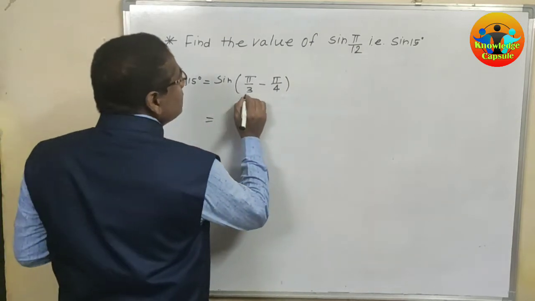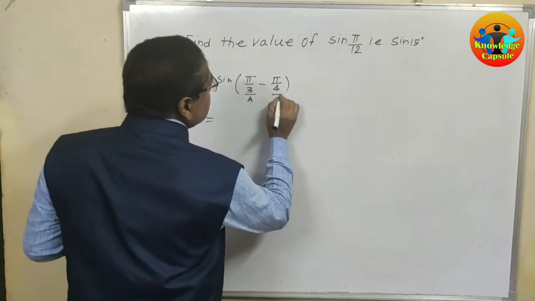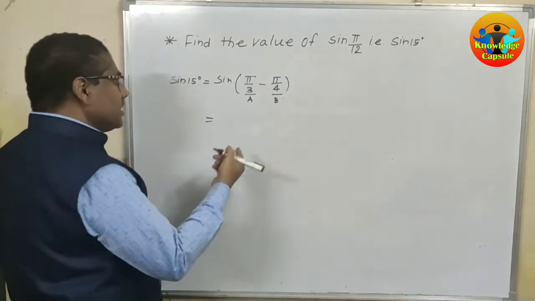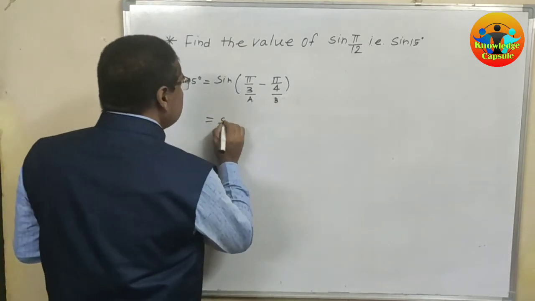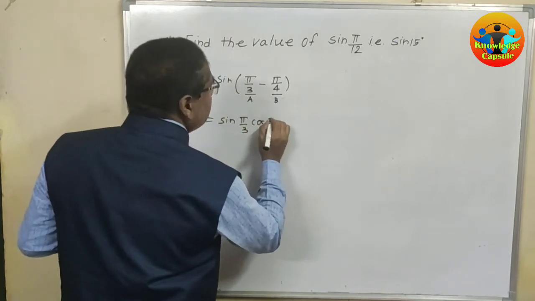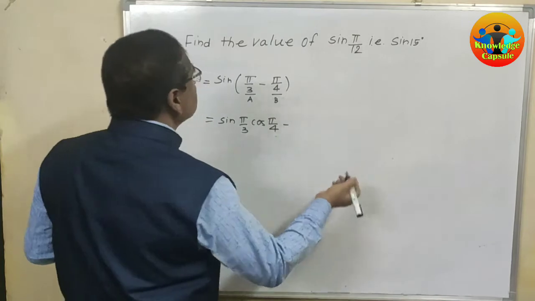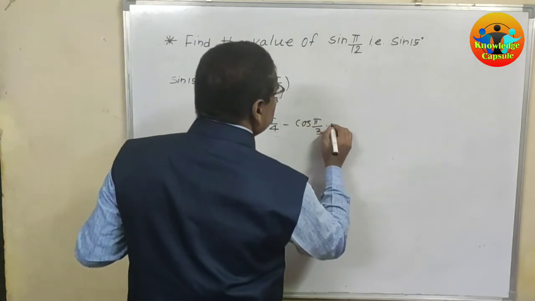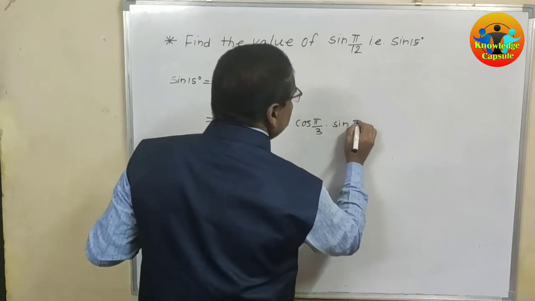Now by considering this angle as A and this angle as B, let's apply formula for sin A minus B. Sin A cos B minus cos A sin B. Sin pi by 3 cos pi by 4 minus cos A sin B, that is cos pi by 3 into sin pi by 4.